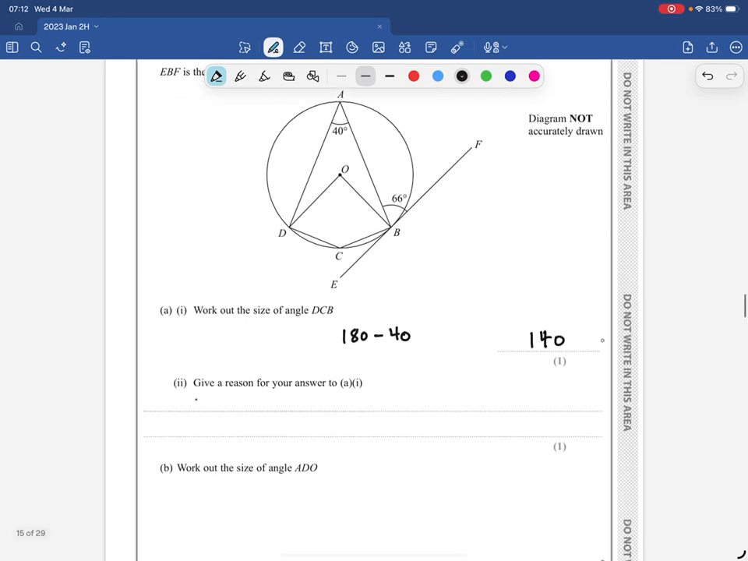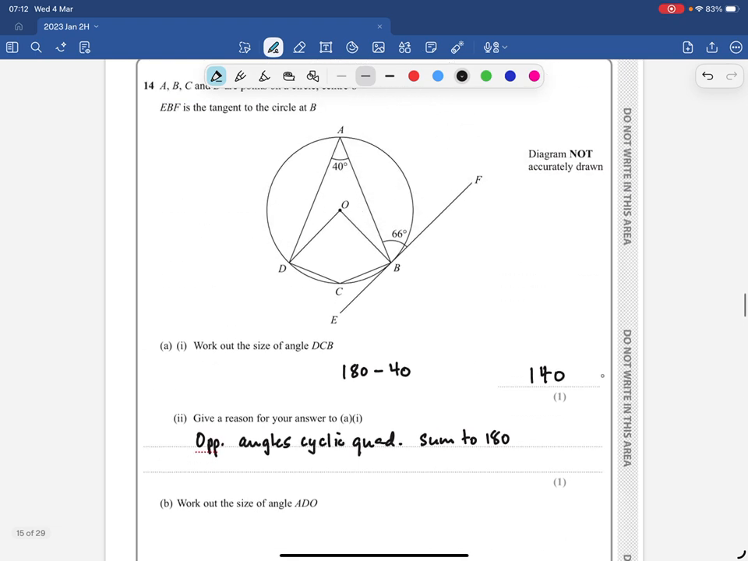And then in here I can just say opposite angles cyclic quad sum to 180. That'll do.